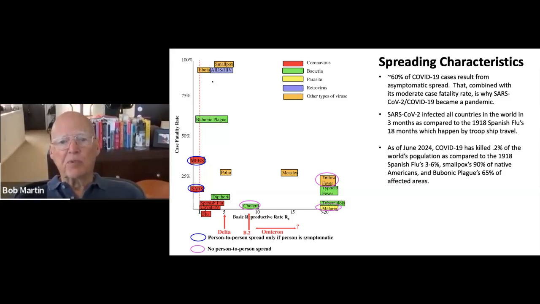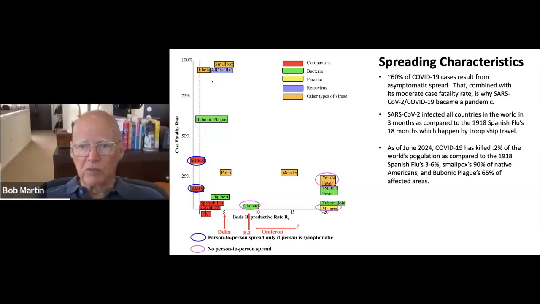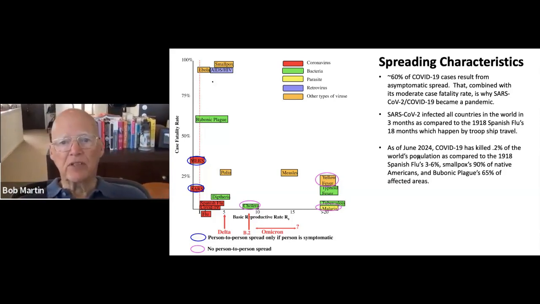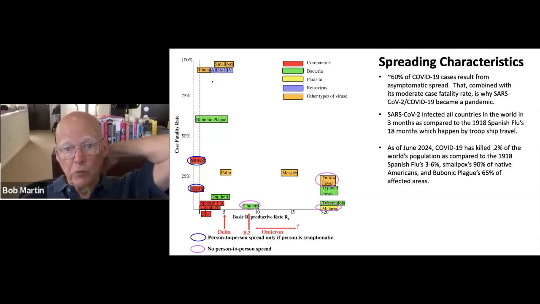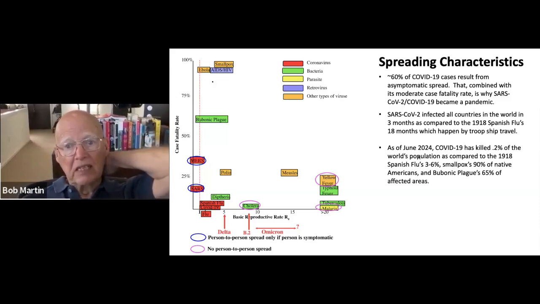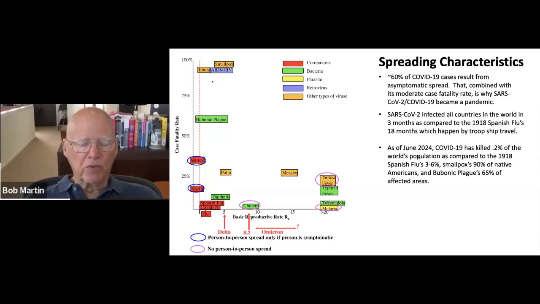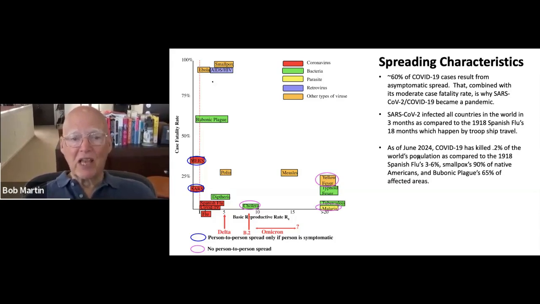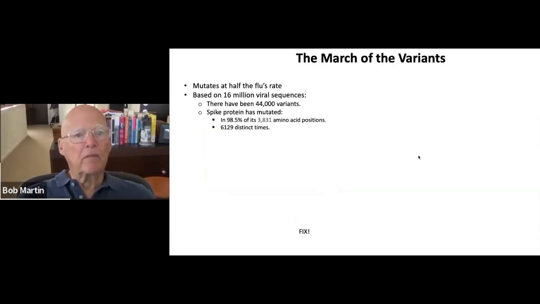Now, this thing spread very, very quickly. It took 3 months to cover the world, as compared to the Spanish flu, 18 months, which could happen only by troop ship travel. Air travel was a great advantage. As of June 2024, COVID had killed 2% of the world's population, as compared to the 1918 Spanish flu, 3 to 6%. You can read the other two. So it really is a mild virus, but as we know, it's caused havoc.